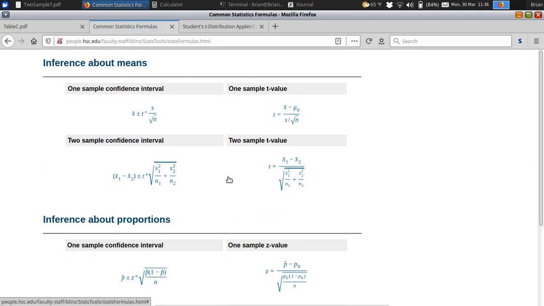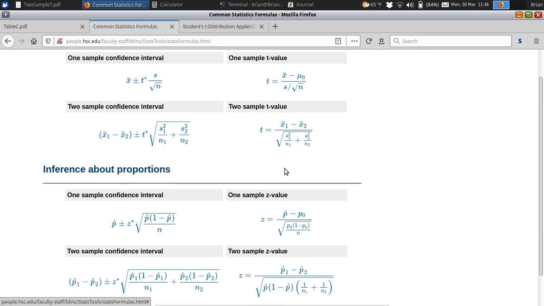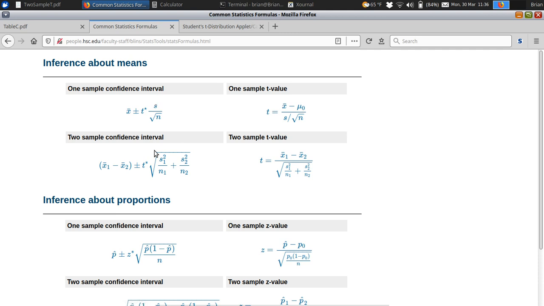So what I've given you here is all the different formulas for doing different kinds of inference, either hypothesis testing with t-values or confidence intervals. And now this week we're introducing these two new formulas, one to do a hypothesis test, one to do a confidence interval for the difference between two means. So we're doing a hypothesis test right now.